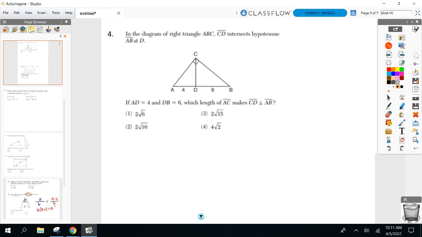AD 4, 6. What length of AC makes CD perpendicular to AB? I don't know if anybody noticed what type of question this was. What type of triangle is the whole big one? Right triangle. And then I had this little segment come down, perpendicular to it. That's referred to as an altitude. Anytime I have a right triangle with an altitude to the hypotenuse, this is Hills and Sass. Yep, this is going to be a Hills and Sass question.